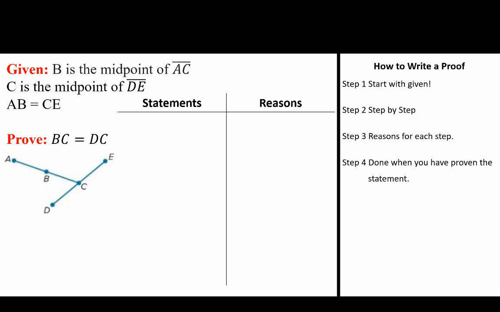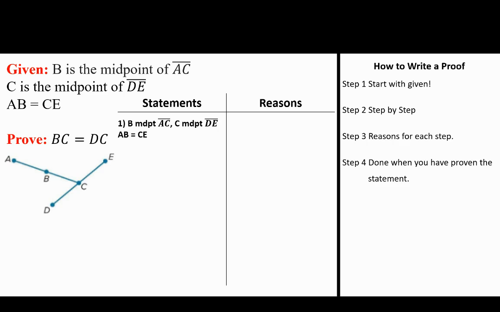For solving proofs, remember, we had the 4 steps that we used yesterday, and they're to the right of the board there. Number one, we start with the givens. We always start with the givens. So in this problem, which you should have written down at the end of class yesterday, our givens are that B is the midpoint of AC, C is the midpoint of DE, and we know that AB equals CE. So my first statement is that B is the midpoint of AC, C is the midpoint of DE, and that AB equals CE. So I start with my givens.